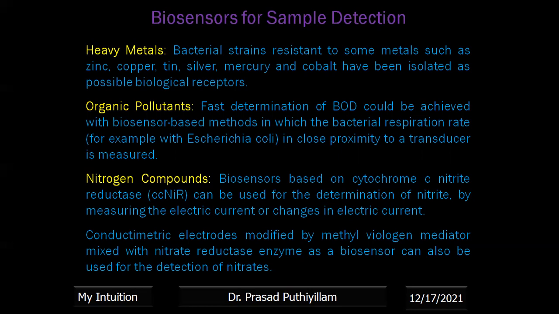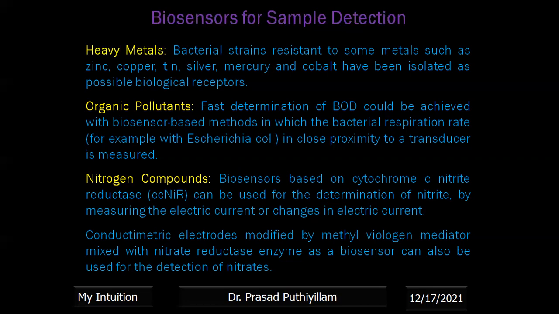Now, organic pollutants. We measure organic pollutants in terms of biological oxygen demand, BOD. That is a parameter used to indicate the amount of biodegradable organic material present in water. If these biodegradable organic materials are present in water, they will make use of the dissolved oxygen for their degradation, which causes a dissolved oxygen deficiency in water bodies, which harms aquatic organisms. The fast determination of BOD needs to be done.